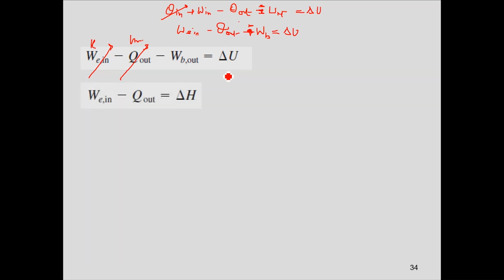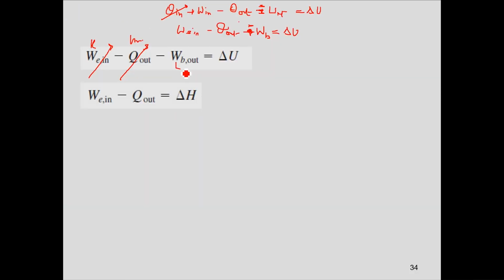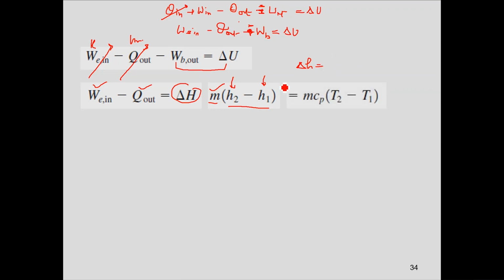and since it says that you are having the boundary work and delta U, you can combine these two into delta H. And delta H can be written as mass multiplied by H2 minus H1. So this is given to you, this is given to you, mass is given to you. H2 minus H1 is of importance, and this delta H for ideal gas is also written as Cp dT, and Cp dT is what?